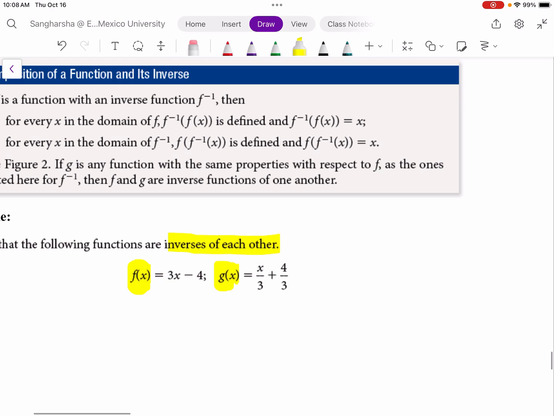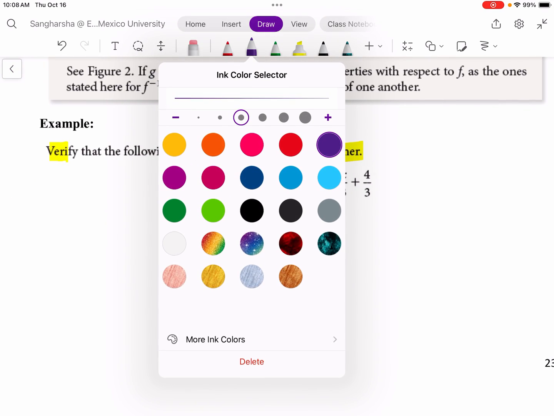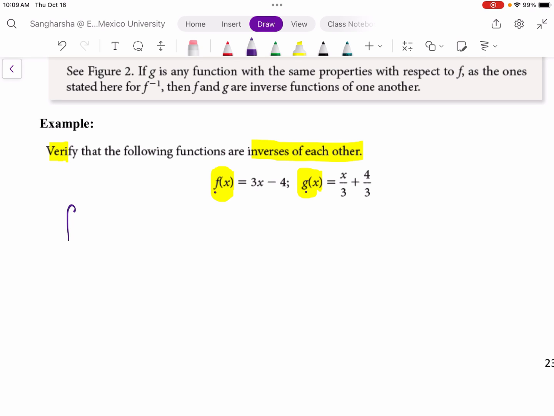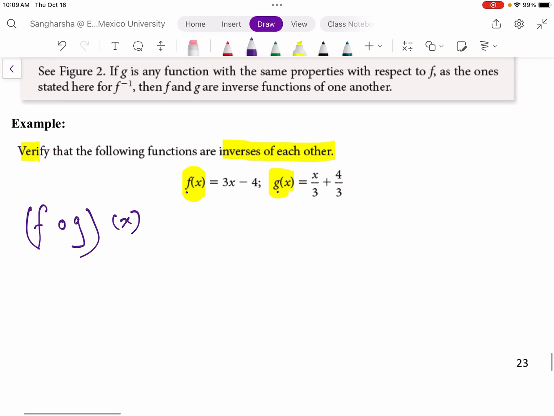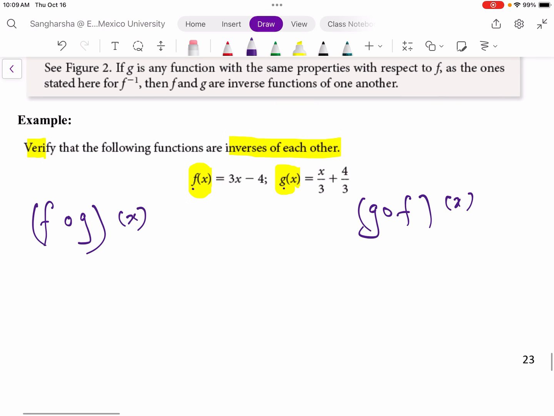Now for that we find the composite of these two functions. In order to show these two functions are inverse of each other, we need to find f composite g of x, and we need to find g composite f of x. So at first we find f composite g and then we find g composite f.